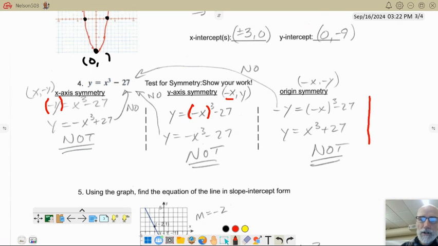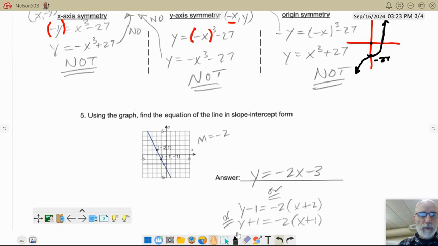If you graph the function, it would look something like this. It would be going through the y-axis at negative 27 down here, and you can see that if you reflect it over the y-axis, it doesn't land on top of itself. If you reflect it over the x, it doesn't land on top of itself. And if you rotate it about the origin, it would not be the same. This point here would come up here, and so it doesn't work for any of the tests of symmetry that we've done.